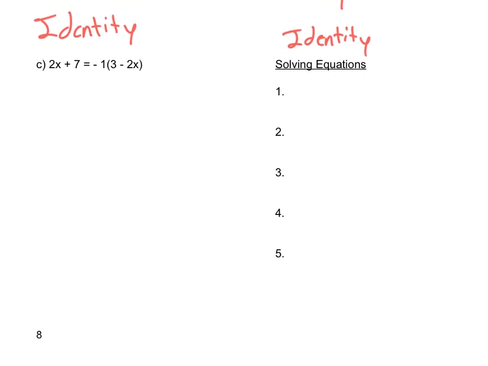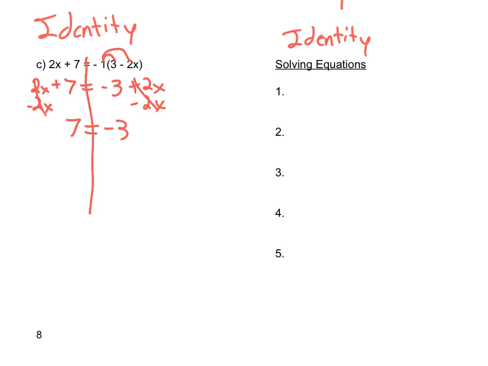And then finally, this last one. I am going to distribute on the right-hand side. I'm going to distribute negative 1. So this left-hand side stays 2x plus 7. The right-hand side becomes negative 3 plus 2x. And I'm going to solve it just like I had been before. I'm going to subtract 2x from both sides. And if you notice, 2x minus 2x is 0. 2x minus 2x is 0. This results in an equation that is not true. This equation is not true.